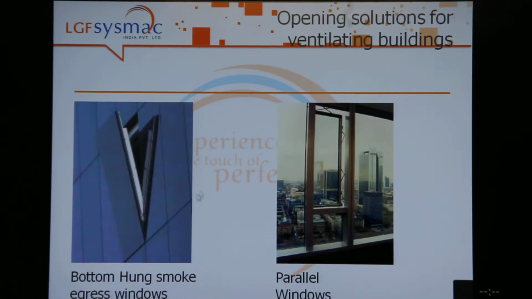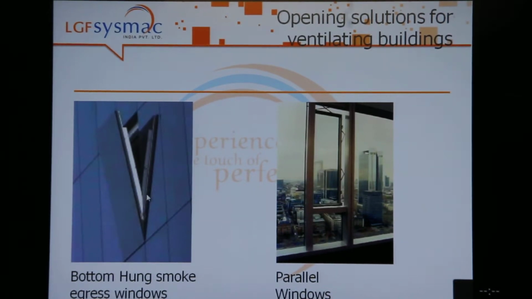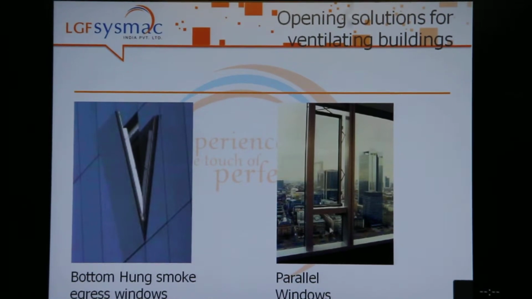Some other openings also. This is the bottom hung window. It's on the exterior area of the building, and these are the parallel windows. The main purpose of parallel windows is to look aesthetically very nice, because from the outside you can see the building, and when the parallel window opens, it does not look odd. It looks like it is parallel to the facade. So it's parallel to the building, that's why its name is also parallel window.